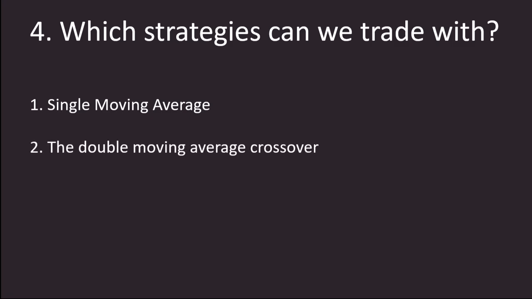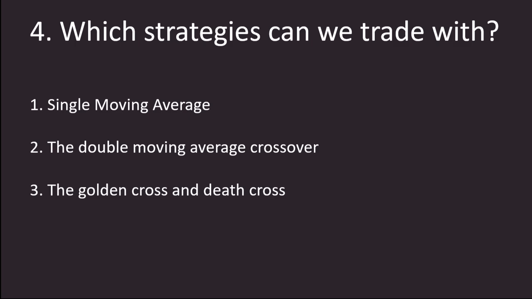Next, the double moving average crossover. This strategy uses two moving averages, usually a fast one like the 9 or 20 period and a slow one like the 50 or 200. When the fast line crosses above the slow line, that's a buy signal. When it crosses below, that's a sell signal. This is simple and popular because it helps you catch new trends early.